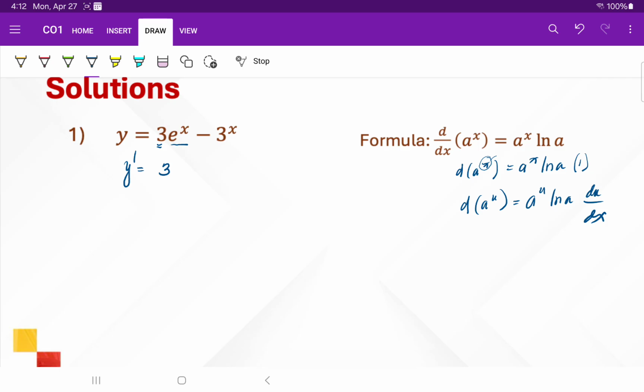The derivative, let's write it down here. The derivative of e to the x is e to the x, because we follow this formula here. Hold on.